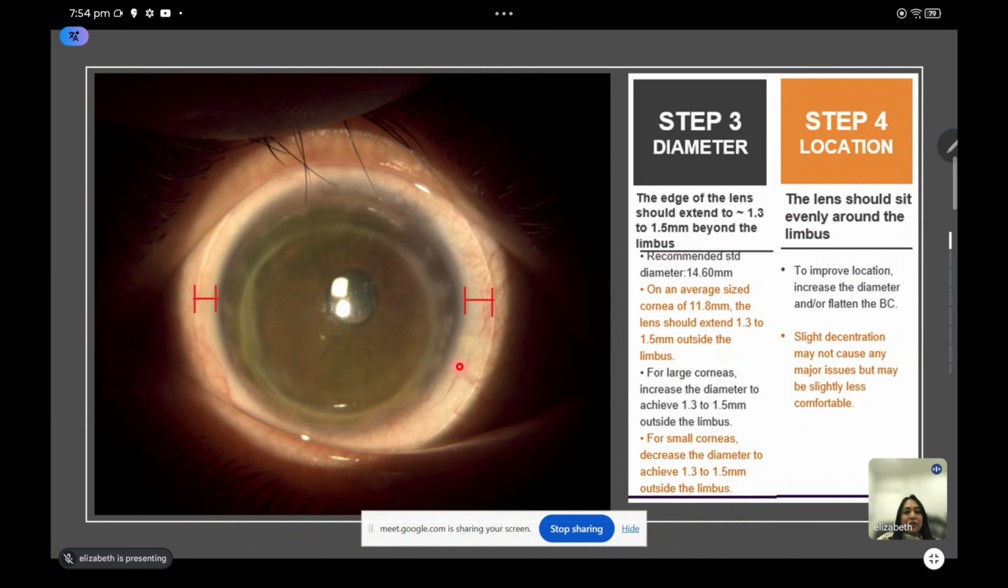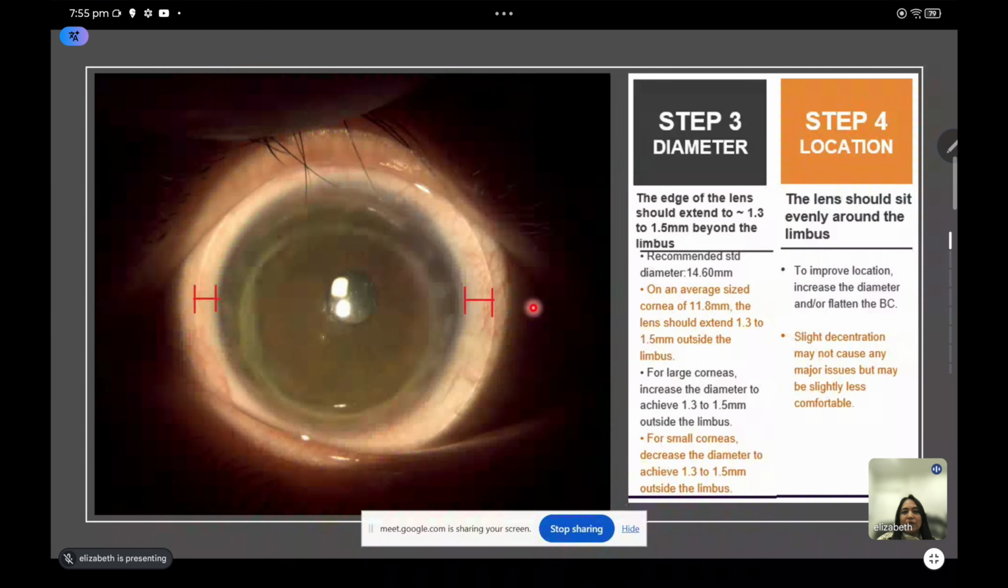Now this looks quite nicely centered. It's maybe slightly to the nasal side. This side looks a little bit bigger than this side, but it's still fairly well centered. You'll find though, when you fit oblate lenses on keratoconic corneas, there are times where the lens does decenter. Slight decentration is not too much of a problem as long as your patient is still getting good clear vision and if they're still comfortable.